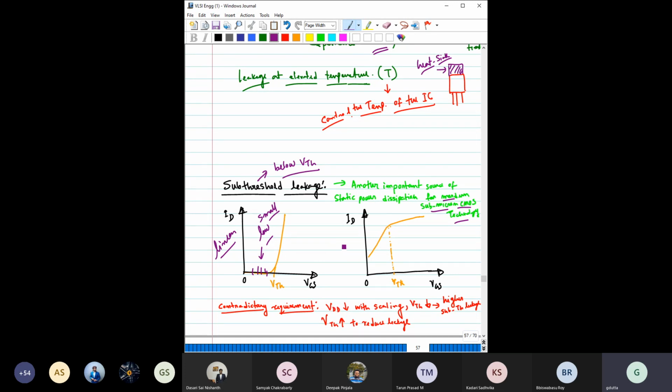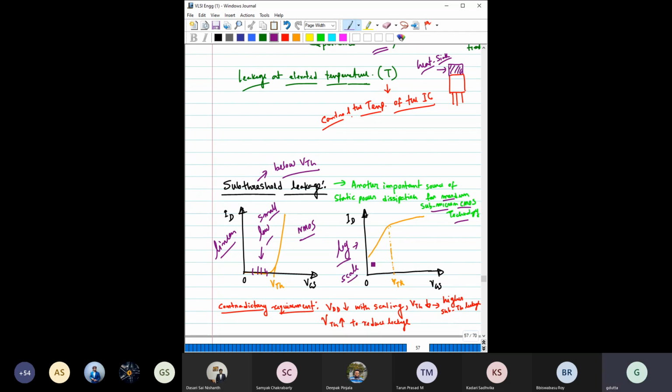If you plot it in a log scale, you can see here this is the threshold voltage. Below threshold voltage the current is not actually equal to zero. Say this is an NMOS with positive threshold voltage. So this is the same characteristic plotted in log scale here.